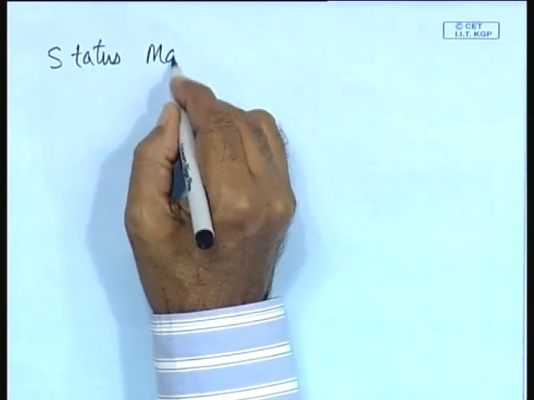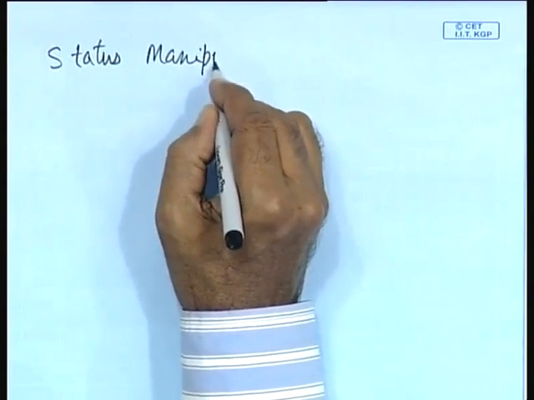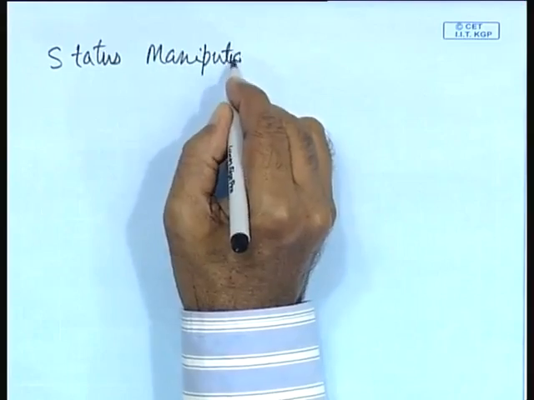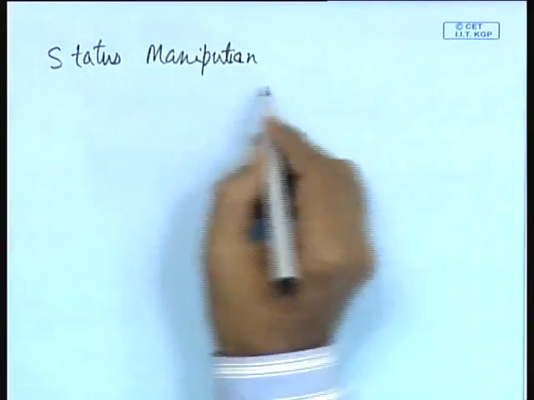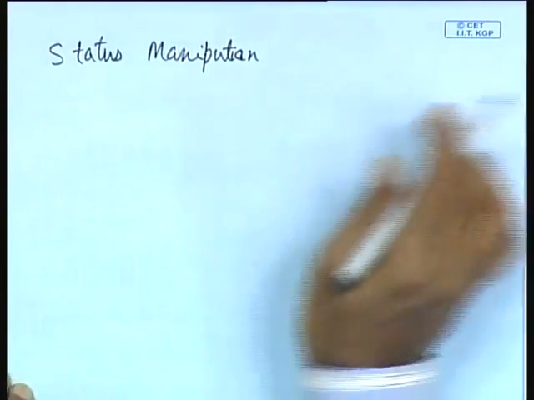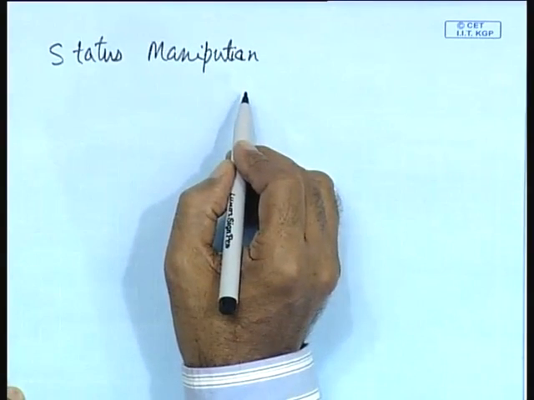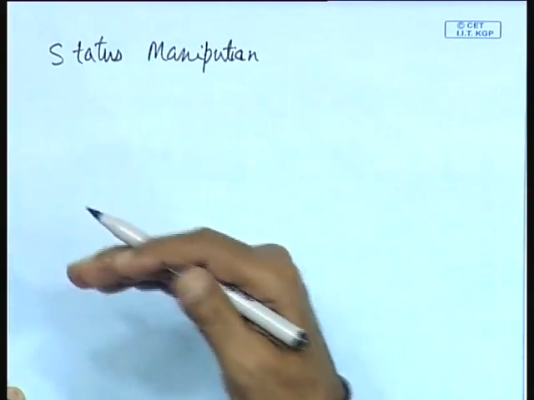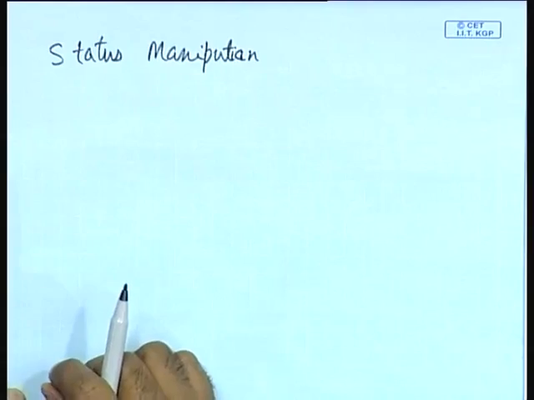In case of status manipulation instructions, neither are you transferring data, nor does any manipulation of data take place. That means neither is data moved from register to memory or memory to register, nor are you changing the value. What happens is the status of the processing changes.